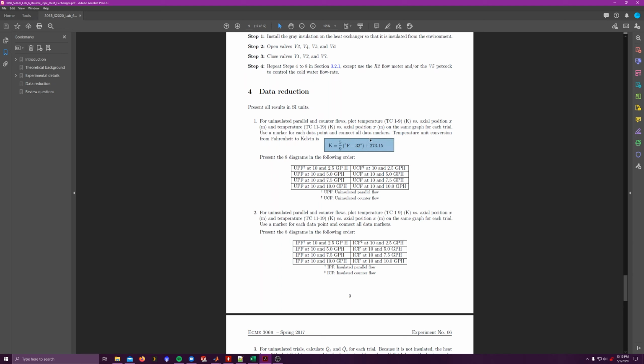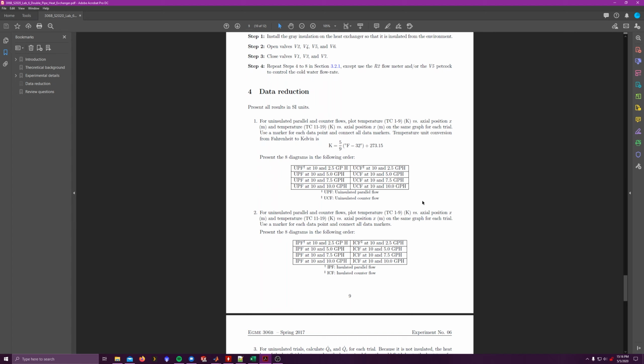So we have the conversion formula right here, and we're going to do this plot for each increase in our flow rate. So what we have here is uninsulated parallel flow at 10 gallons per hour. That's for the hot fluid, and it's going to stay at 10 gallons per hour throughout the entire experiment. And then 2.5 gallons per hour, that's going to be for the cold fluid, and then we increase that for each run by 2.5 gallons per hour. So we have parallel flow on the left side here, and then counterflow on the right side here.